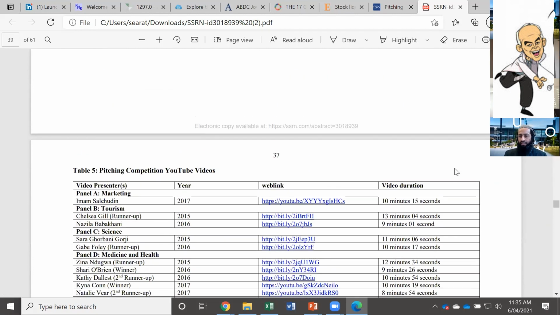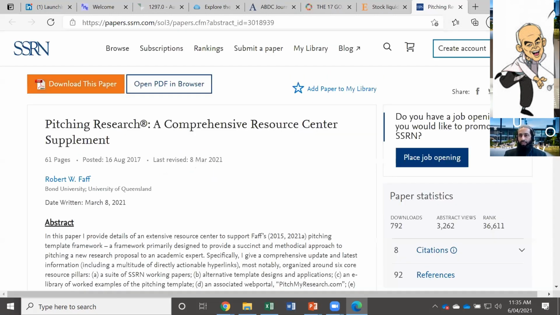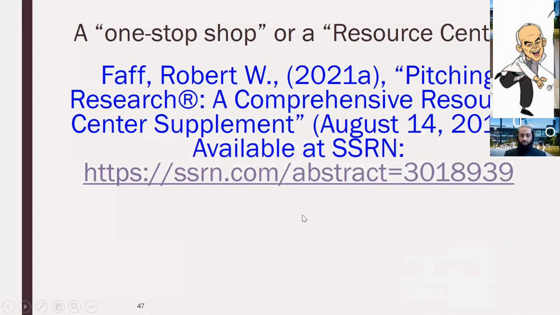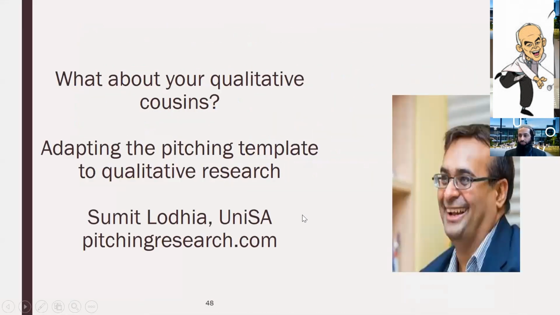Keep it handy with you, and then you are all good with the pitching research framework. I think that's all from my side. One final point, which I think Corinne wanted to highlight: whatever I have discussed is about the quantitative research framework. If your research is qualitative, the pitching research tool is amended accordingly.